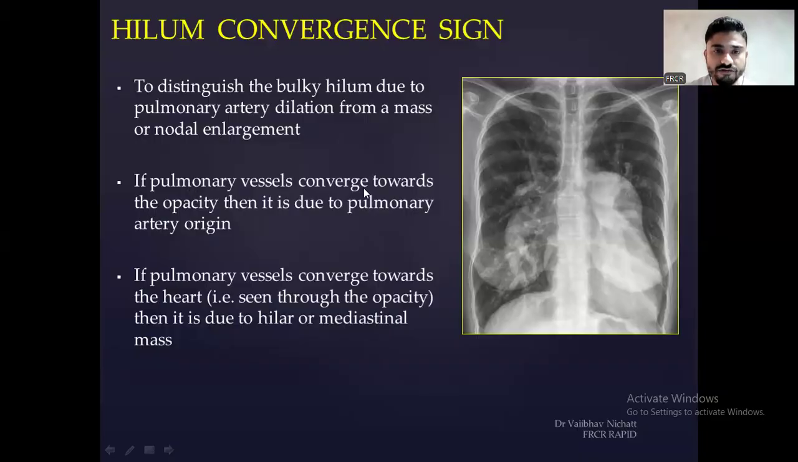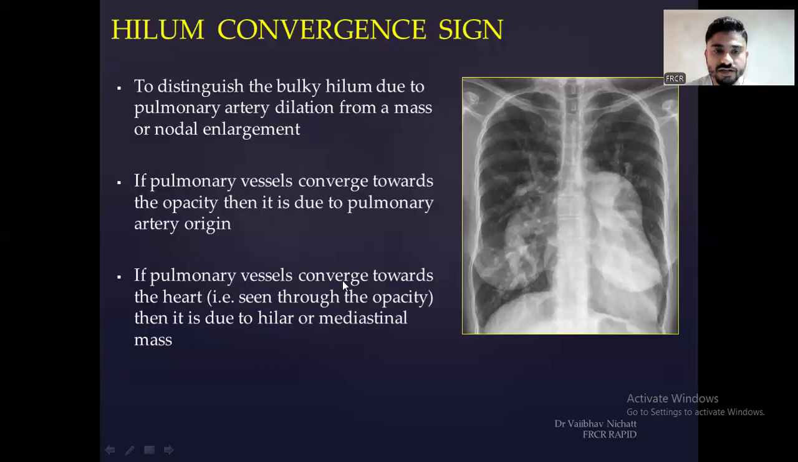So if the pulmonary vessels converge towards the opacity, then it is due to pulmonary artery origin. Like in this case, this is a case of Eisenmengerization. Here, see the dilated pulmonary arteries and the bulky hilum on both sides. If you see the pulmonary arteries converging towards the bulky hilum, then that means the opacity is of pulmonary artery origin, like in this case.